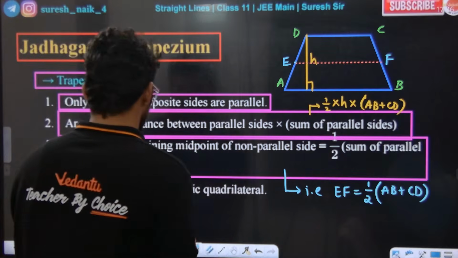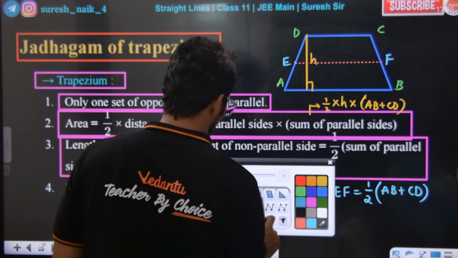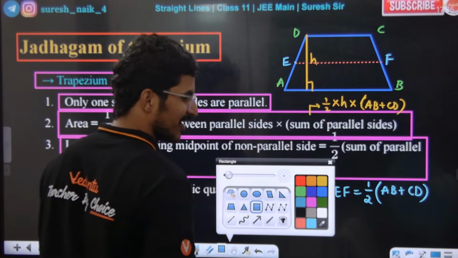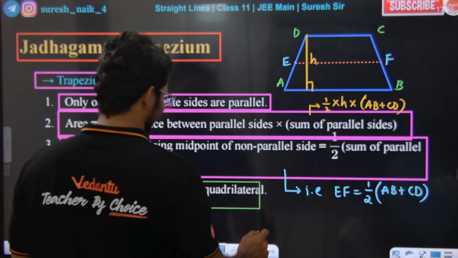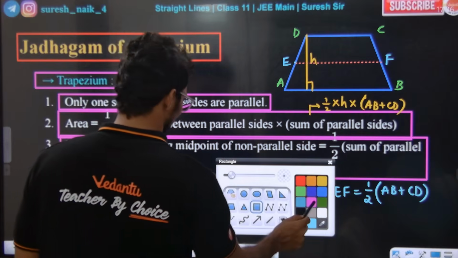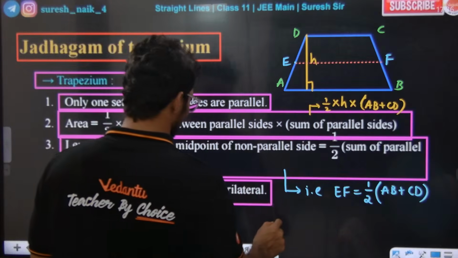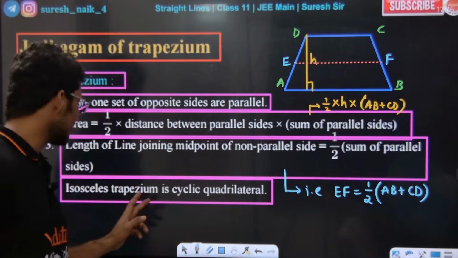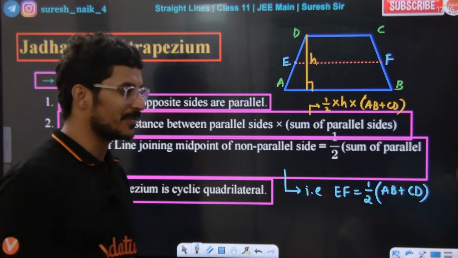Next, one more important point. Look at the board. An isosceles trapezium is a cyclic quadrilateral. So what does it mean?